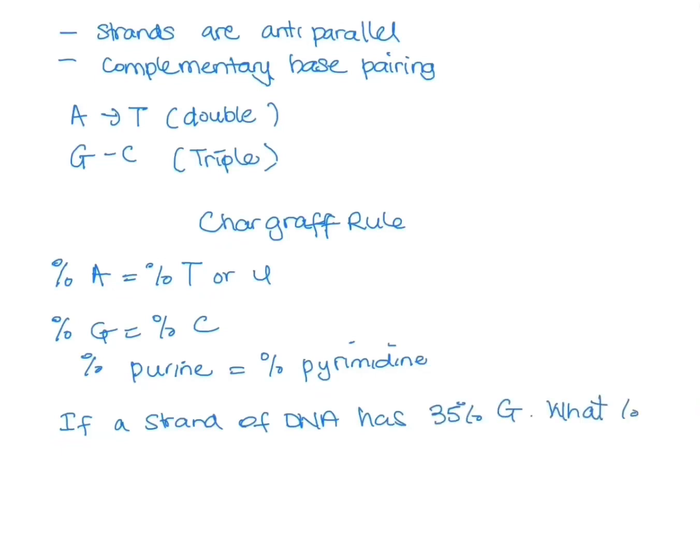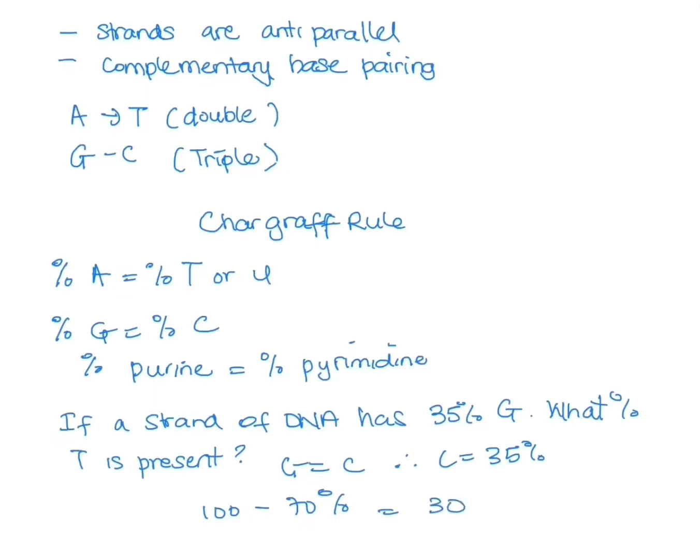Let's look at an application. So if a strand of DNA has 35% G, what percentage T is present? So if the percentage G is equal to 35, C is also 35 according to Chargaff Rule. This makes 70, and therefore 30% of adenine and thymine exists. If we divide this by 2, we get the percentage thymine.